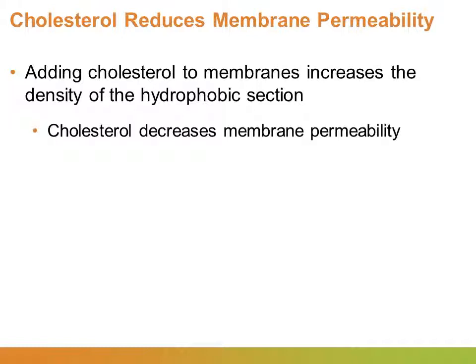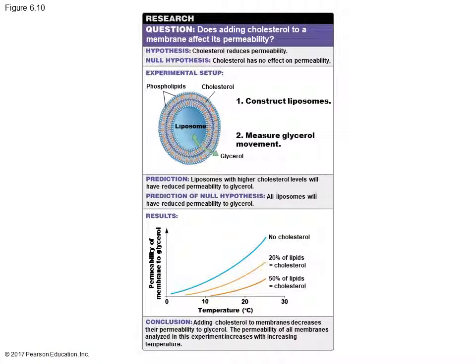Cholesterol can also reduce membrane permeability. So the more cholesterol that's embedded into the plasma membrane, the greater the loss of permeability. In this experiment, they created a liposome. Remember, a liposome has an artificial membrane. And what they did is they looked at different levels of cholesterol and different temperatures.